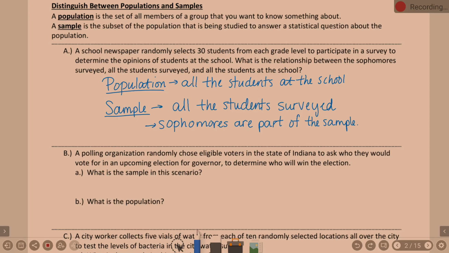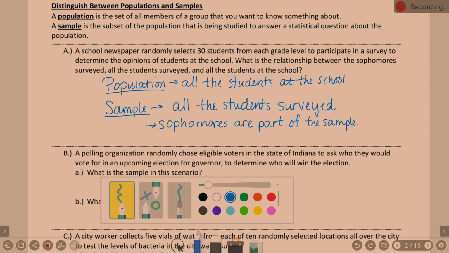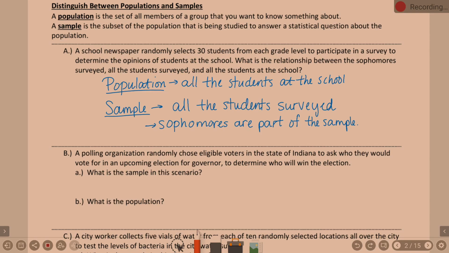Well, let's look at B. A polling organization randomly chose eligible voters in the state of Indiana to ask who they would vote for in an upcoming election for governor to determine who will win the election. The question is, what is the sample in this scenario, and what is the population? I realize they have A as sample and B as population. I don't care which we talk about first. I just want to talk about what's the sample and what's the population.